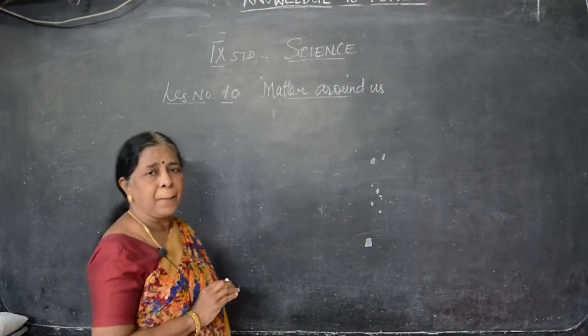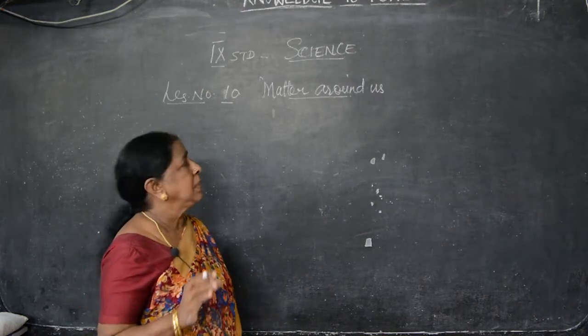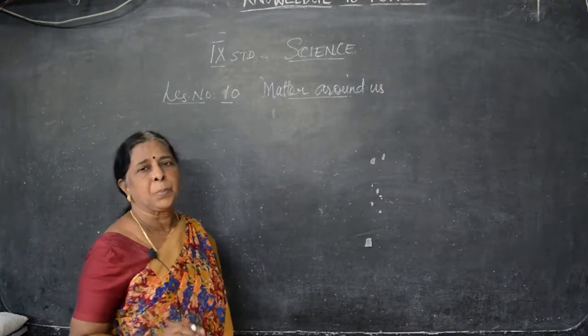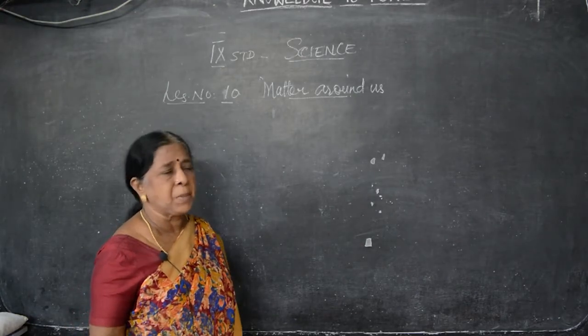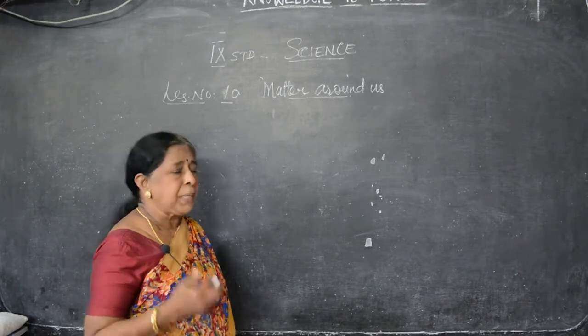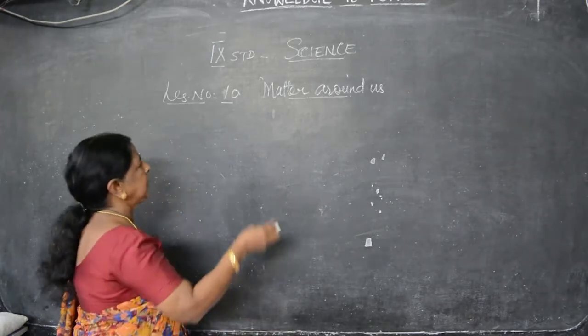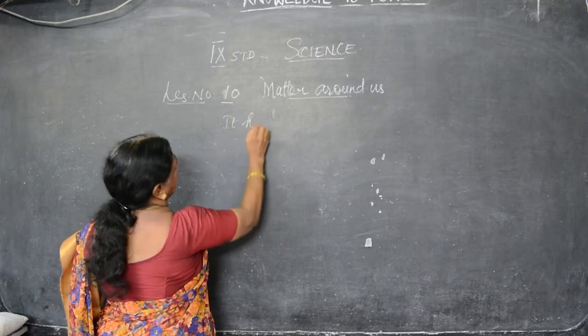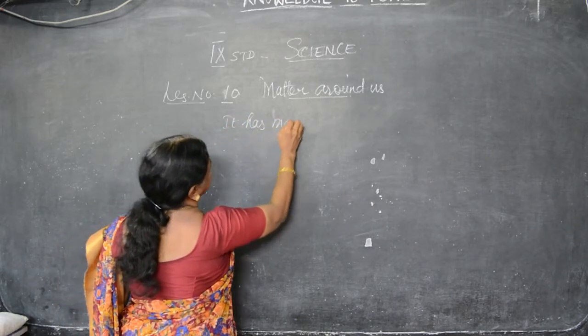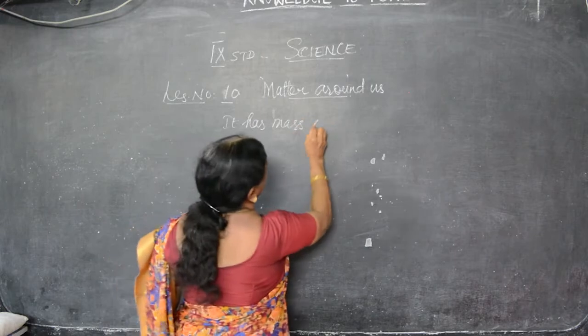What is matter? Matter is something that has mass and occupies the space. Matter is a pure substance or impure substance maybe. It has mass and occupies the space. What is matter? First point, it has mass and occupies space.